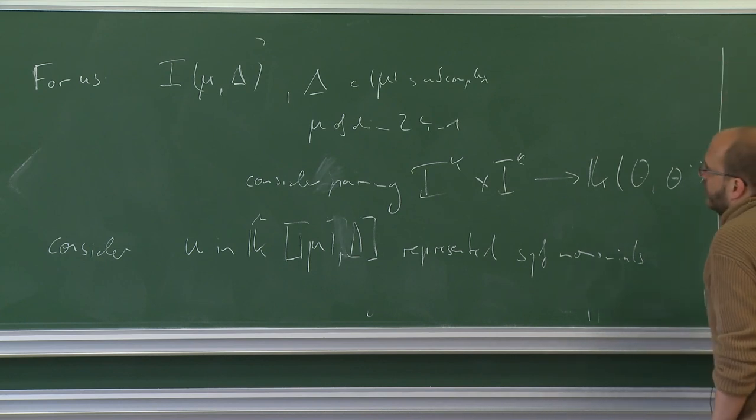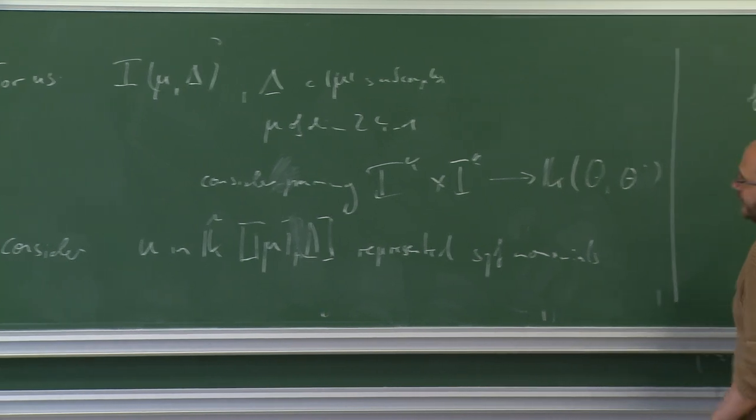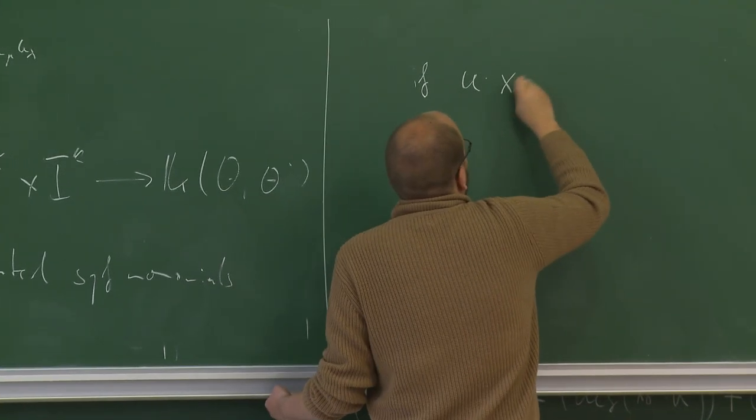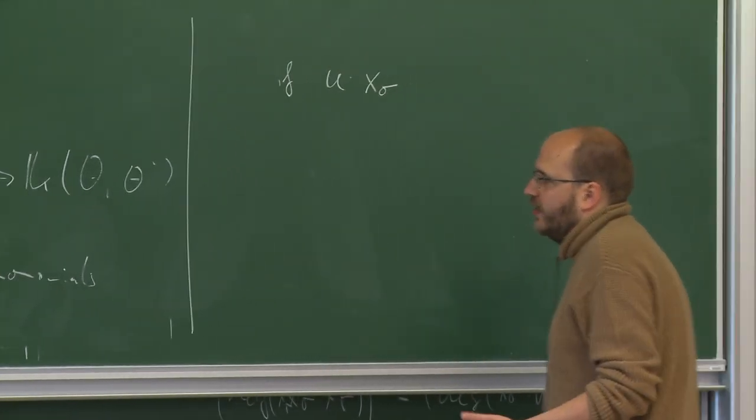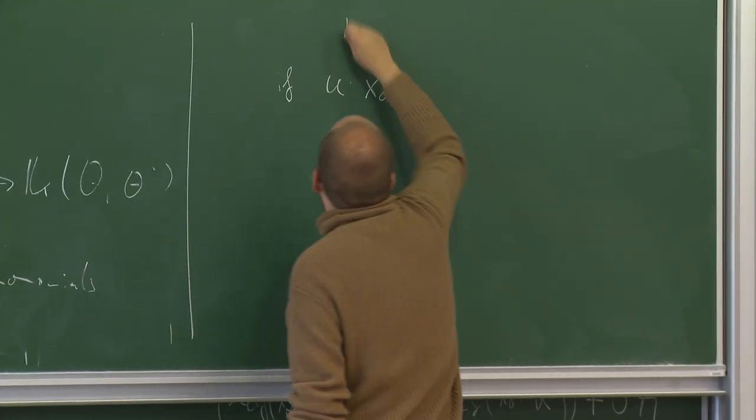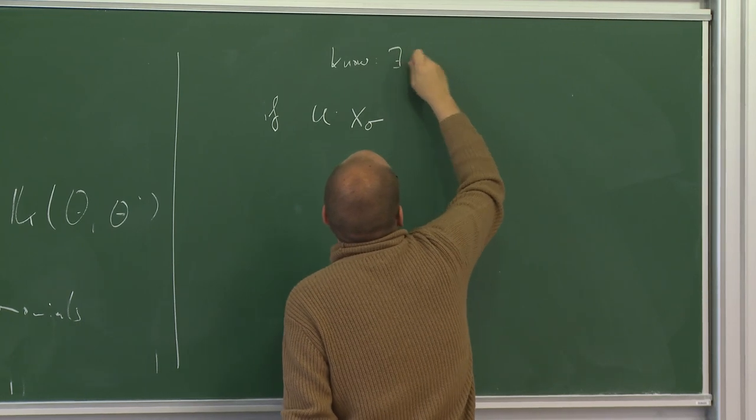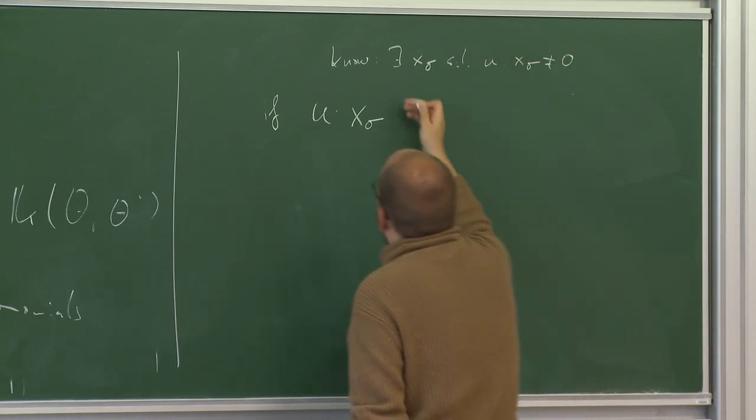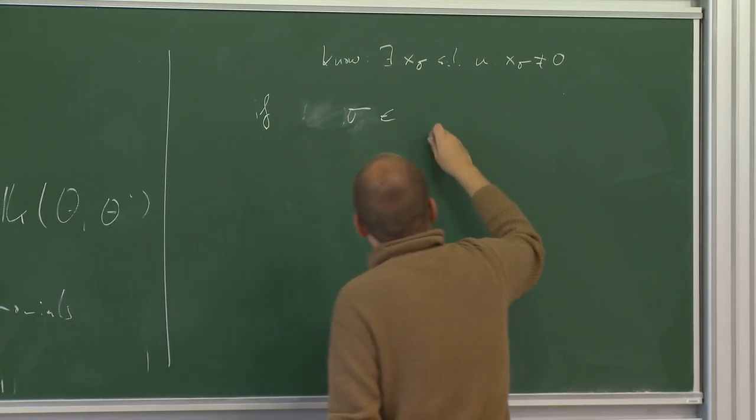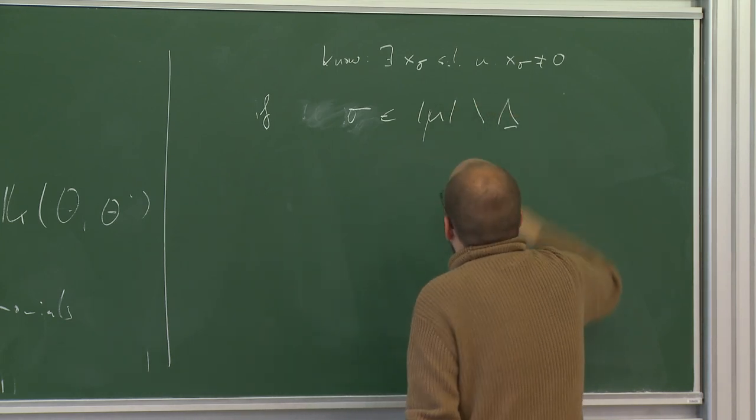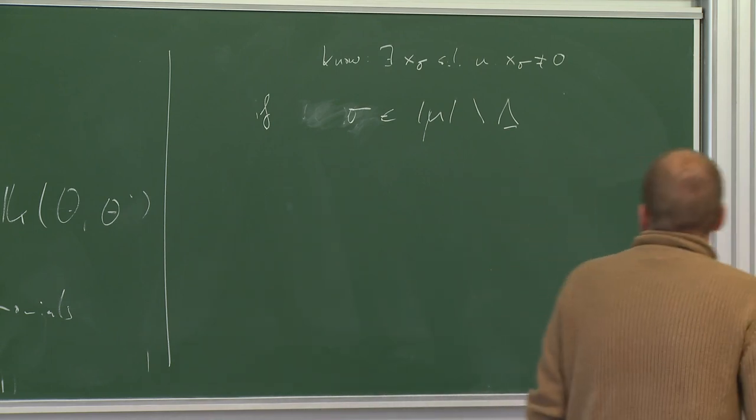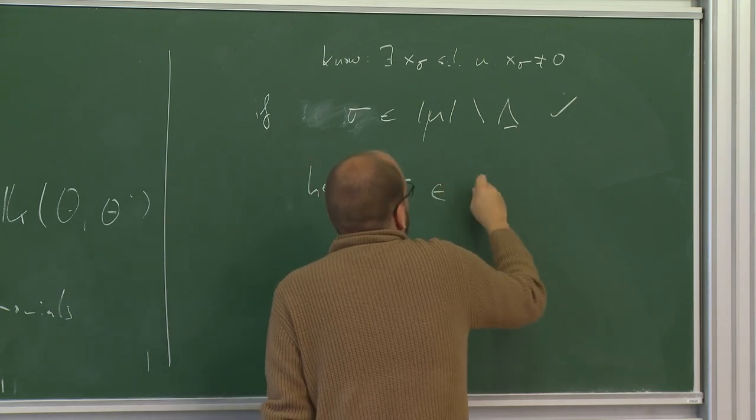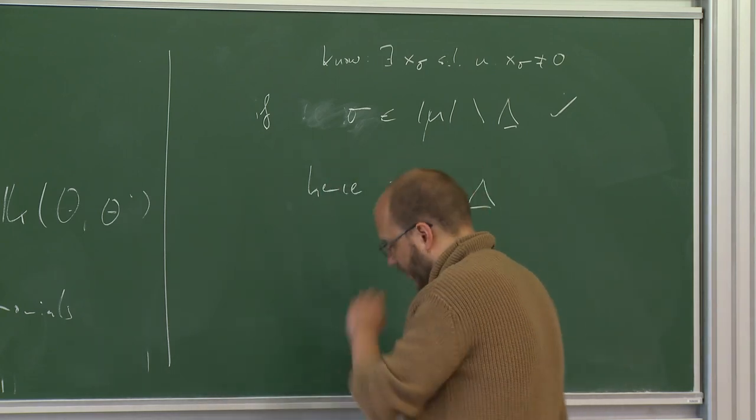Well, first of all, notice that we know there exists an x_σ such that u times x_σ is not equal to 0. If σ is in the support of μ but not in Δ, then we are already fine, right? Then we are already in the ideal. Hence, we consider only the case where σ is a face of Δ. Okay.